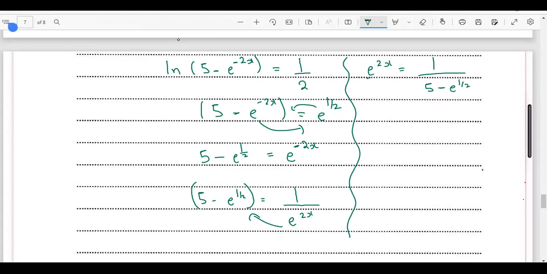Now I can get rid of this e by taking natural log on both sides. So 2x equals the natural log of this one, 1 over 5 minus e to the power 1 by 2. And x is going to be what?